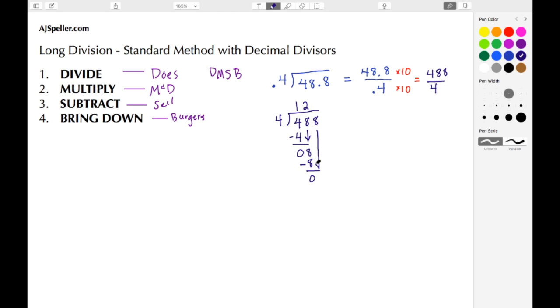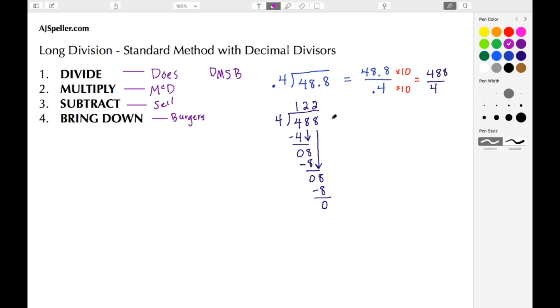And then I bring down. In this case, I'm bringing down another 8. Then I go back to division. 8 divided by 4 is 2. And then I multiply 2 times 4 to give me 8. And then I subtract 8 minus 8 to give me 0. Nothing left to bring down. So I know that 122 is my quotient.